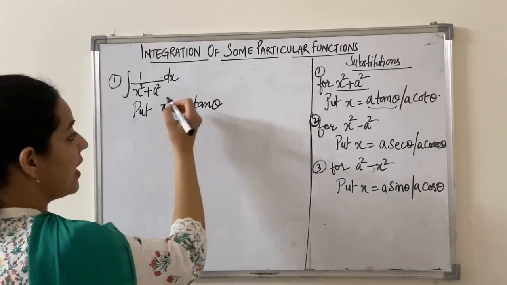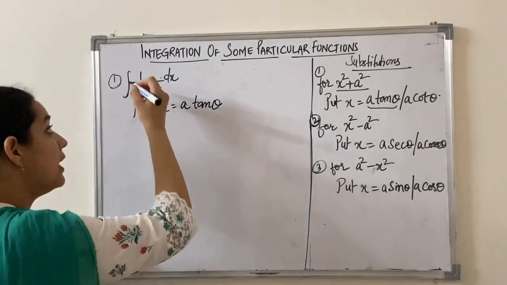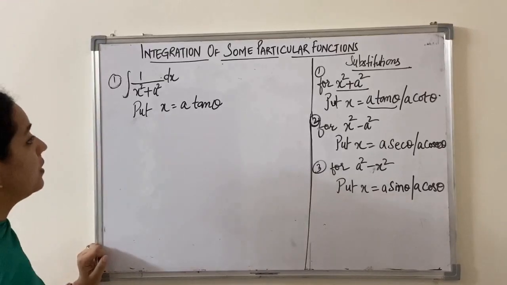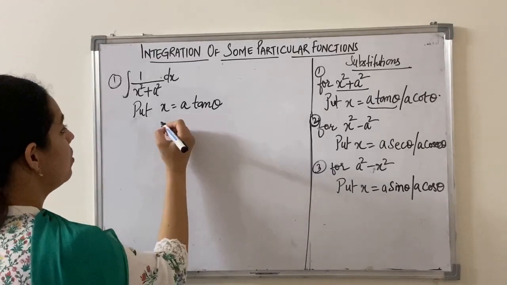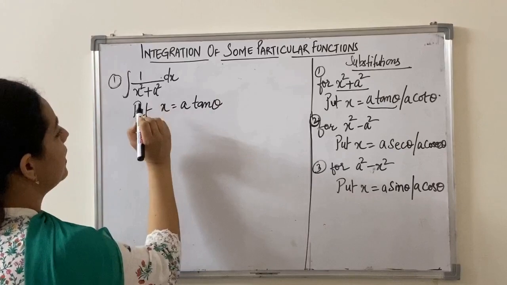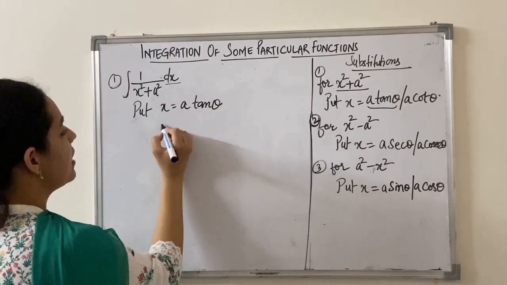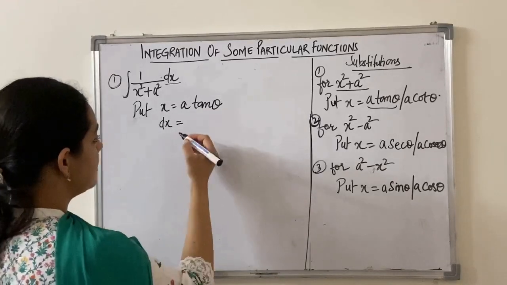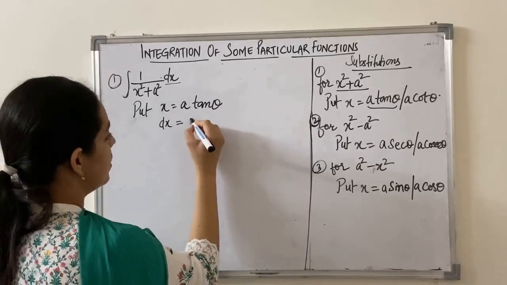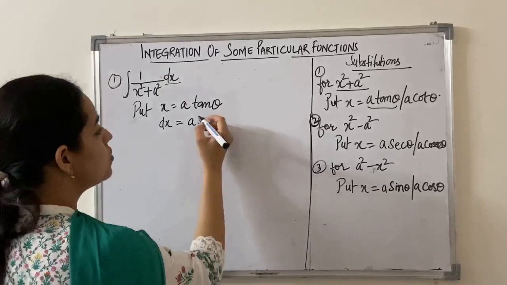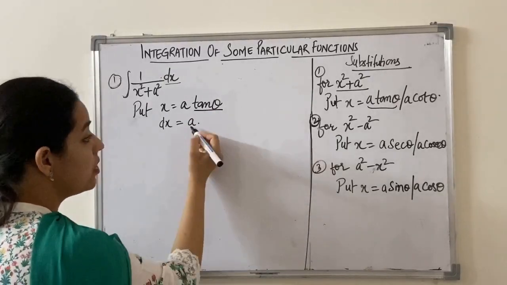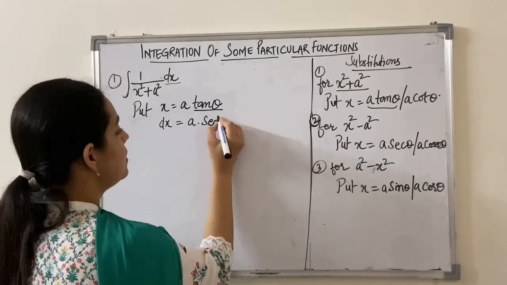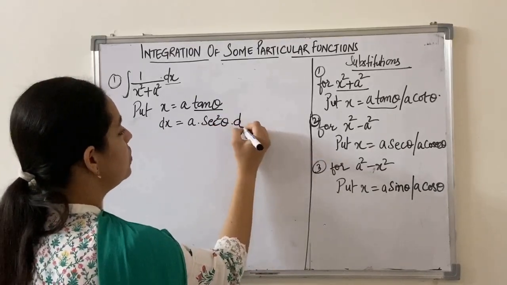Since we are changing x in terms of theta, in the integrand we have to change the whole integrand in terms of the variable theta. So here I am going to put a tan theta, and in place of dx we need to differentiate x with respect to theta. So it is going to be a, being a constant, it will remain as such, into the derivative of tan theta, which is secant square theta d theta.